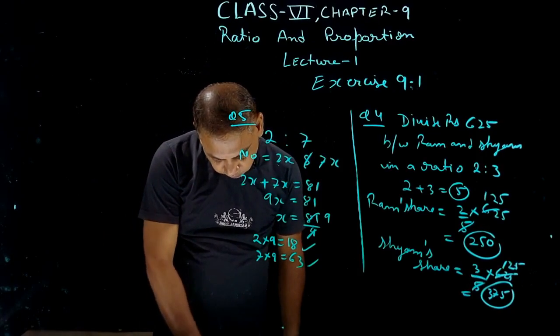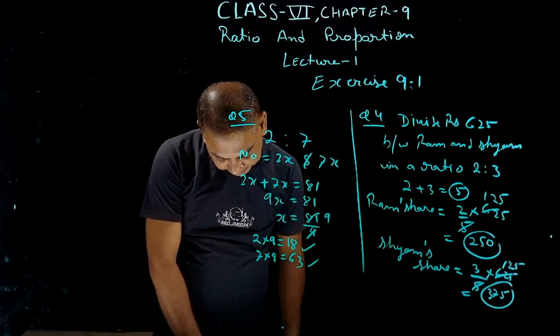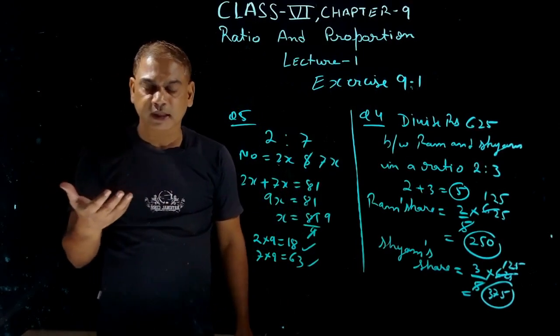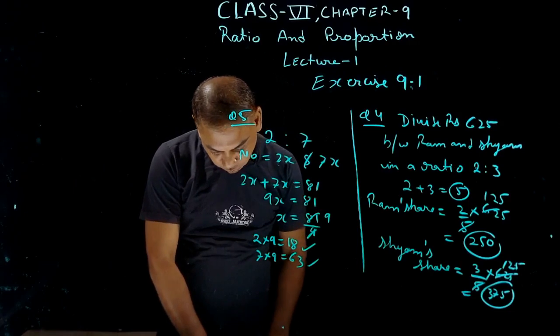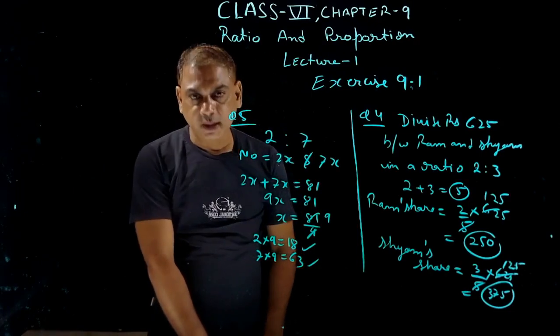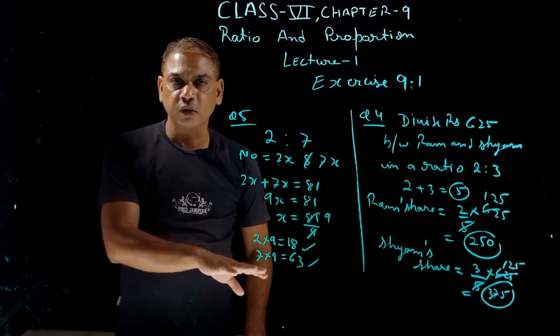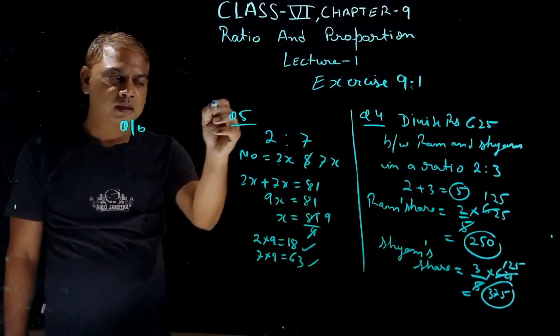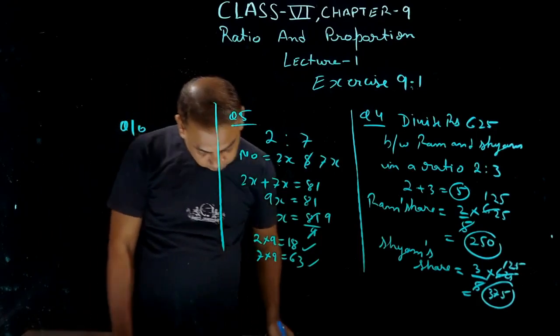Now question numbers 6, 7, 8 and 9 are the same as I have done earlier. Okay, question numbers 8 and 9 are similar to question number 3 which I did for you here. Now come to question number 10, you have to find out the equivalent ratios.